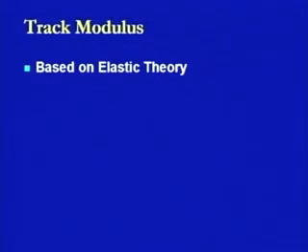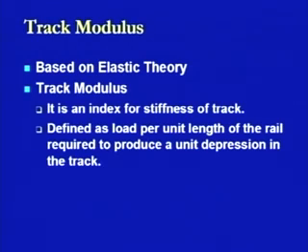First of all, we will be starting with the track modulus. The track modulus is based on the elastic theory. It defines the stiffness of the track. When we talk about the stiffness of the track, we are talking about the load bearing capacity, in indirect form, of the track. Whatever loads come on the track, they should not create any deformation or any failure to the track. If the loads have been removed, the track should come back to its original condition, and that is where the elasticity comes into the picture.